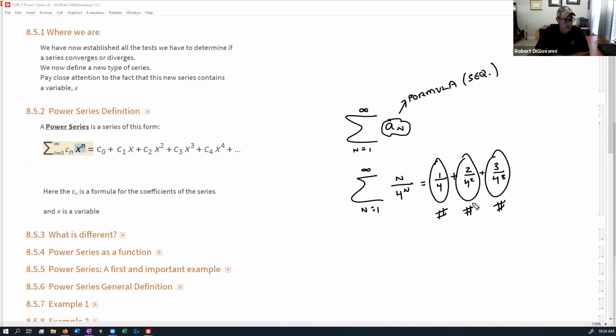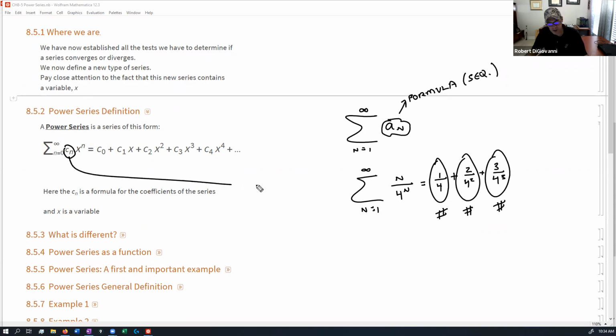What's different now is that we now have this new piece, this c sub n. This c sub n right here is just like the a sub n used to be. It's just a formula that creates numbers. But then next to it, we have x, which is a variable raised to the power n. So if we start plugging in values of n, starting at 0, we'll get c sub 0 times x to the 0 power, which is just 1. So we just get c sub 0. That is a number.